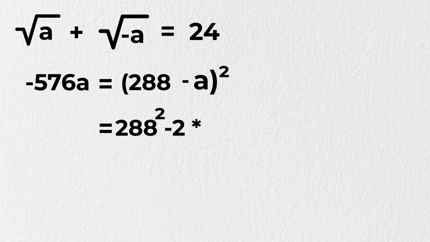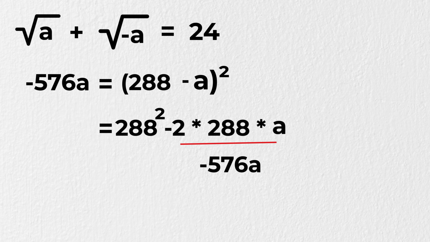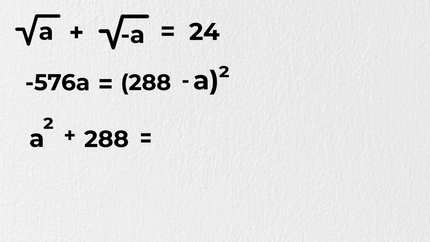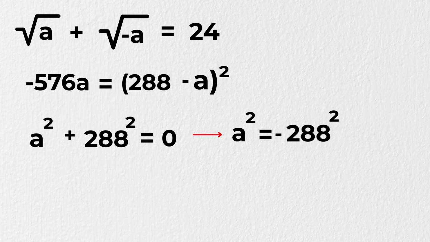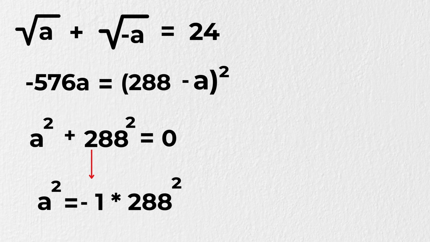Now, 2 times 288 equals 576. Oh look, the minus 576a will cancel out from both sides. We are left with a squared plus 288 squared equals 0. This means a squared equals minus 288 squared, or a squared equals minus 1 times 288 squared.